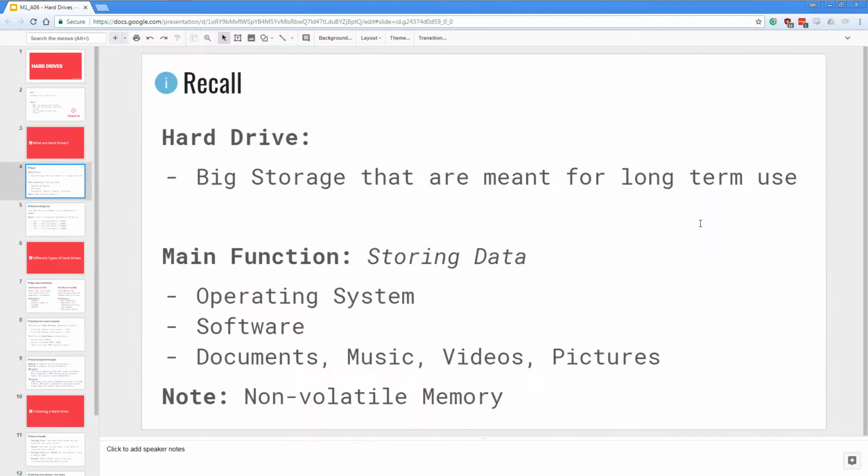And I want you to recall that hard drives are big storage that are meant for long-term use. And its main function is to store our data. We store things like operating system, software, document, music, videos, and pictures, and so much more into our hard drives. Also, unlike RAM, hard drives are non-volatile memory, as in we can shut off your computer, unplug it, and it will still retain all this information and all this data within its drive.